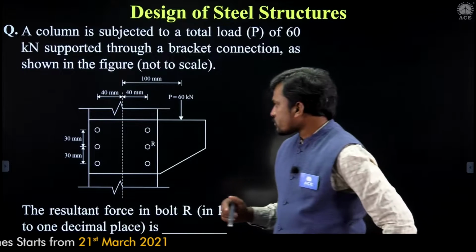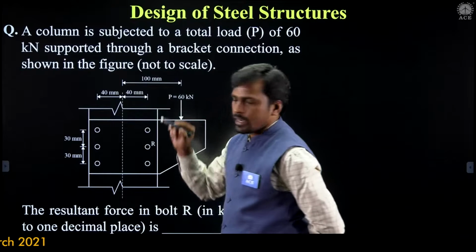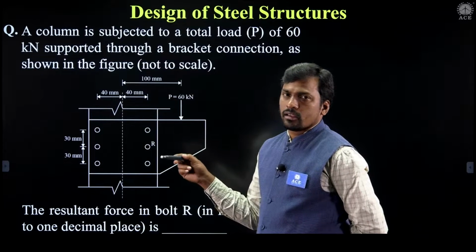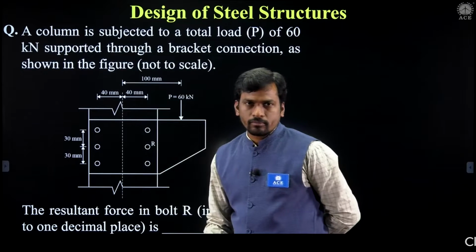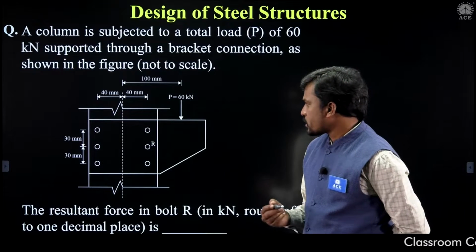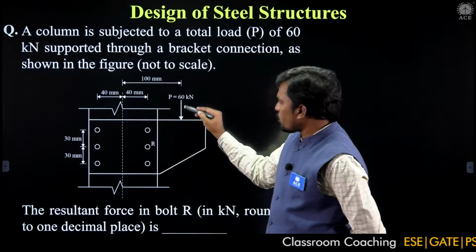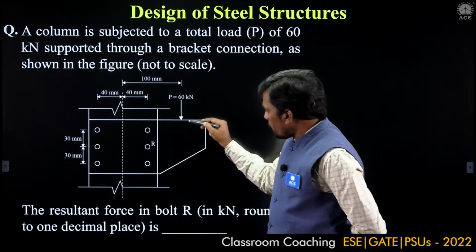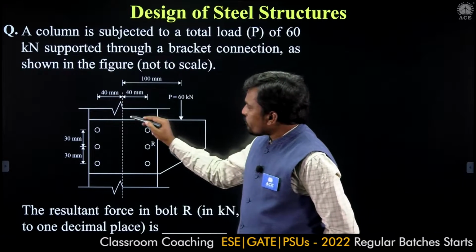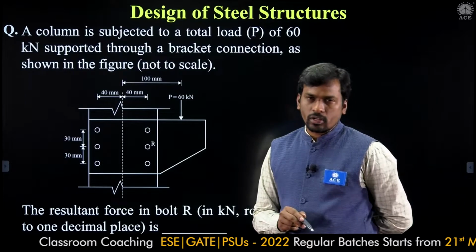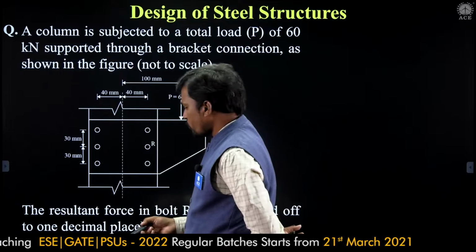Now tell me, these bolts are subjected to which forces? Look here, this load P is transferred directly, so there is a shear force in the bolt due to direct load P. Next, due to this load the bracket will bend, and due to bending of the bracket, a twisting moment will develop in the bolted connection.